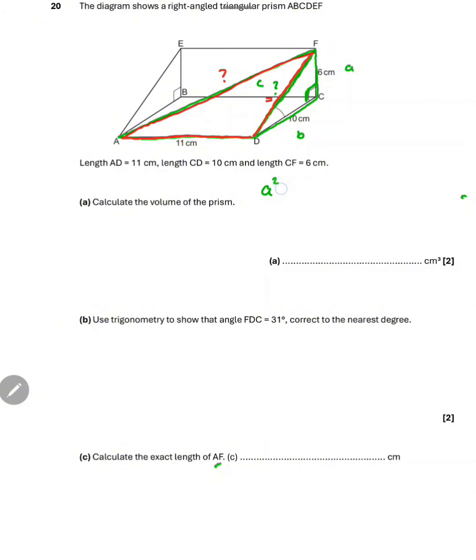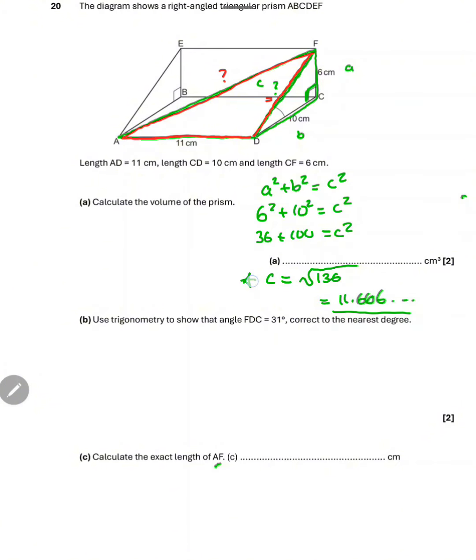We're going to just say A squared plus B squared equals C squared. Substitute. A is 6, B is 10, and we don't know what C is. 36 add 100 equals C squared. C must be the square root of 136, so I got a bit lazy there and skipped out a step, which comes out at 11.666. You know what, you shouldn't actually do that because we're going to use this again, so let's just leave it as root 136.